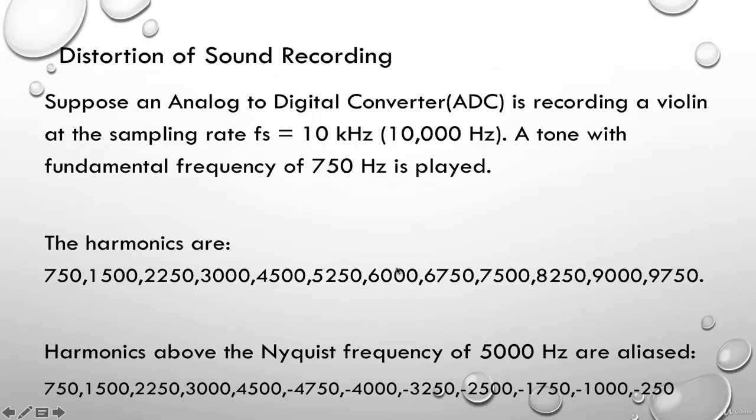So for example, 5,250, we can't detect that frequency because we're not sampling fast enough. So how do I get the alias frequency? You subtract the sampling rate. So 5,250 minus 10,000 is negative 4,750. 6,000 minus 10,000 is negative 4,000. All these frequencies are now aliased into the negative range, and so we can't detect these frequencies. And this is not good, because now we suddenly have these alias frequencies that are not the actual original frequencies. They distort the original signal.